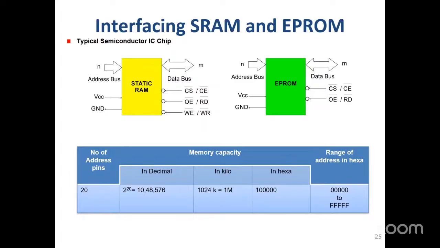The 10,48,576 is also called 1 MB of memory, that is 1024 kilobytes or 1 MB. Next, the address range: the total address lines are 20. In terms of hexadecimal, that is 00000 to FFFFF. In hexadecimal each digit occupies 4 bits, so 4 plus 4 plus 4 plus 4 plus 4, total 20 address lines.